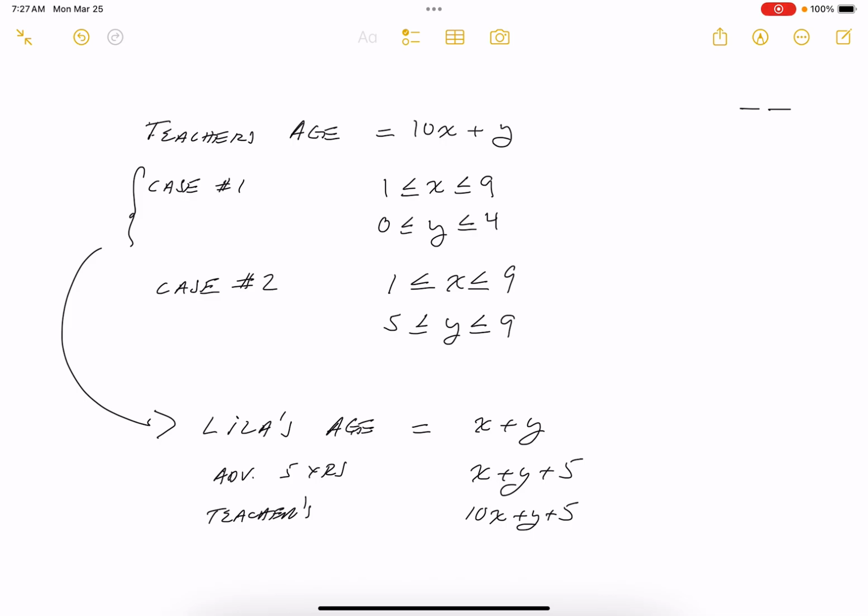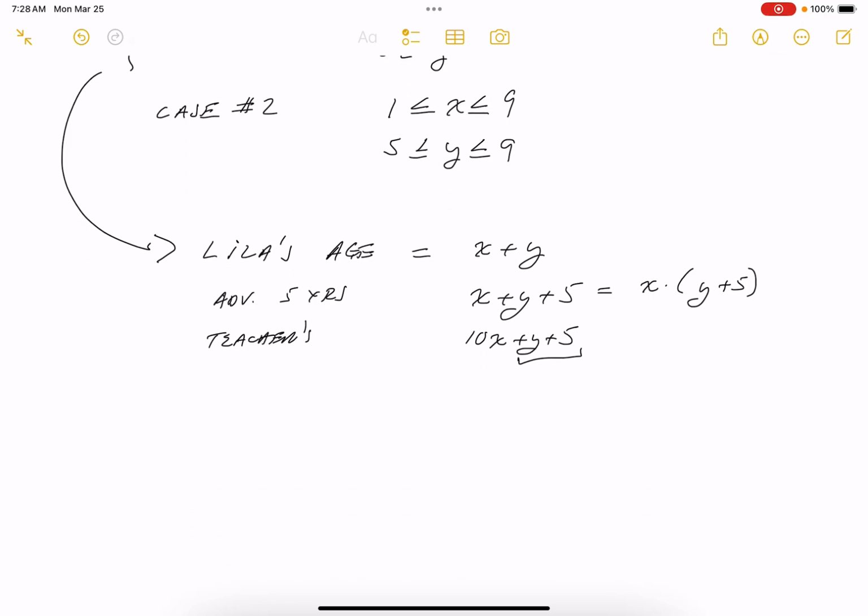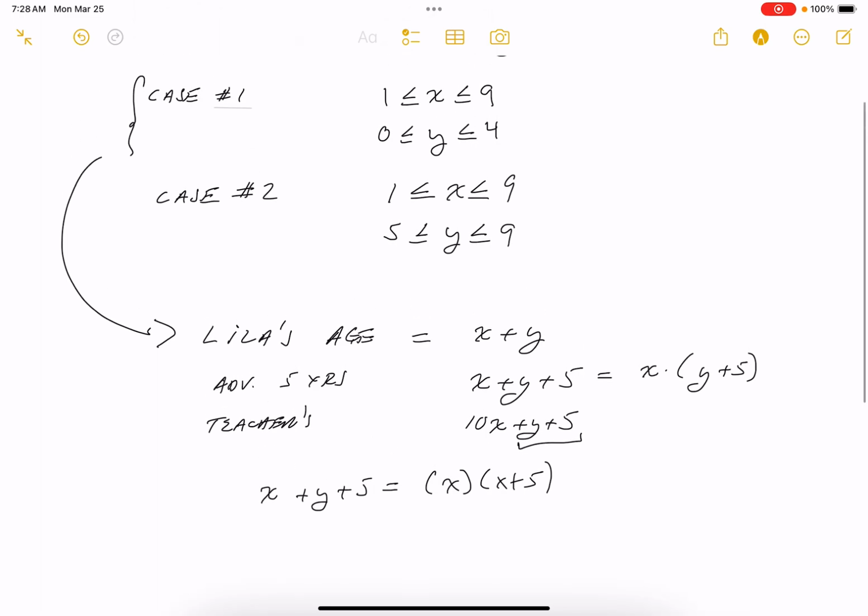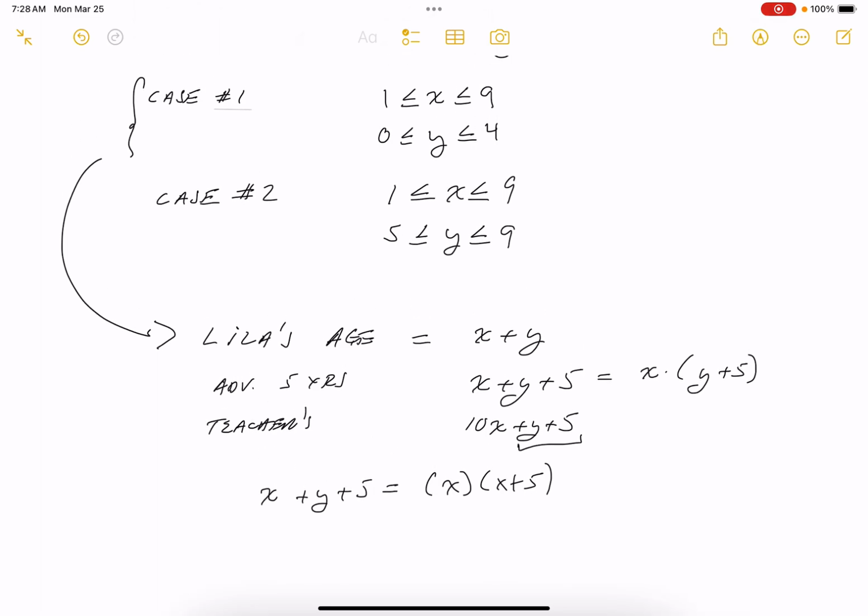So what do they say? In 5 years, Lila's age will be the product of the digits. Let's write this down. The product of the digits is going to be x times, well, the digit over there would be y plus 5. Now, looking at this, there are many things you could do. I would say it's a brute force technique, but brute force or not, it's not a bad thing to look at. My gut feeling is that looking at the y's might be the best bet, because it's just a small set of them.